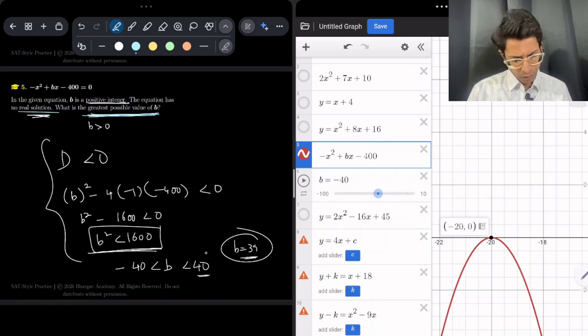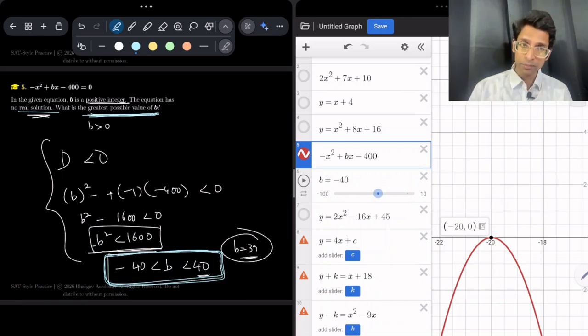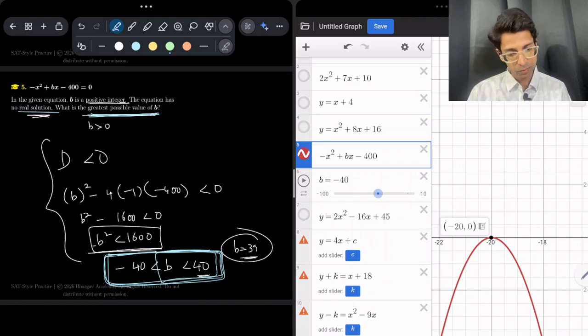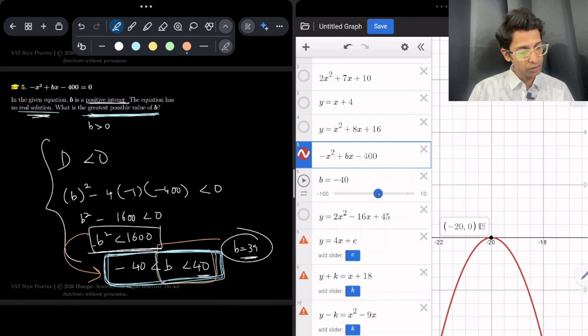If you are not aware of this algebraic concept that if b square is less than 1600, then this comes out to be like this, you might be tempted to write your answer as b is minus 40 because you don't know that b can also be less than minus 40. This part you might be missing. If you know that this is what it is, then instead of minus 40, you would also be traveling to the positive side.